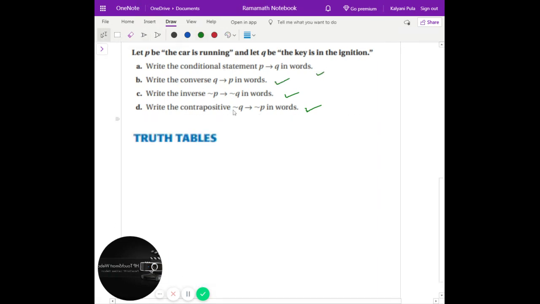Very good. Okay. Now let's look into the truth tables. What is this basically, and how is it going to help us? It's basically a logic. That's what we're looking at in this. So I'm going to make a truth table for the statements that we have.